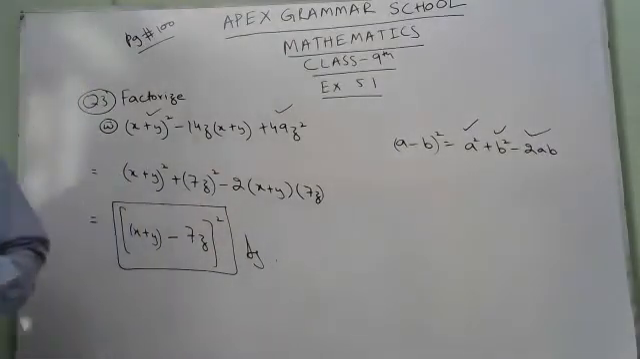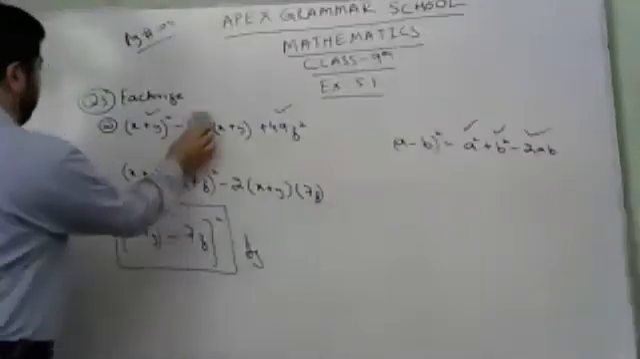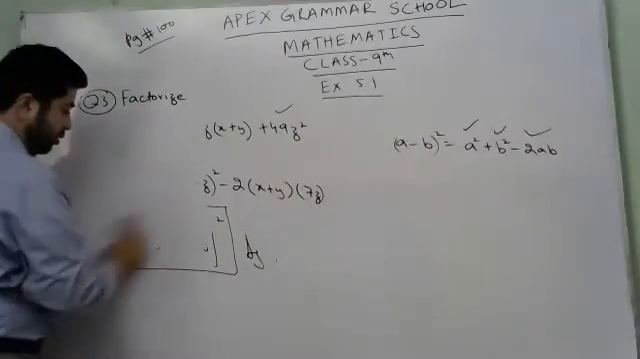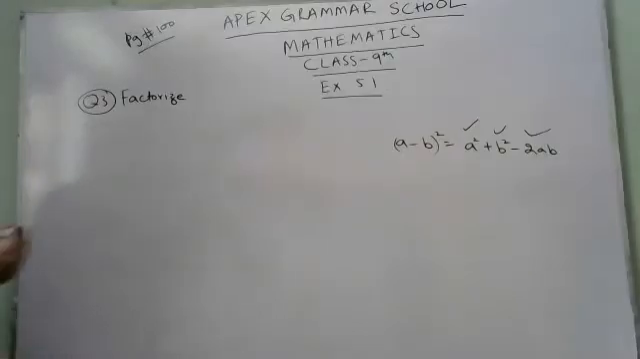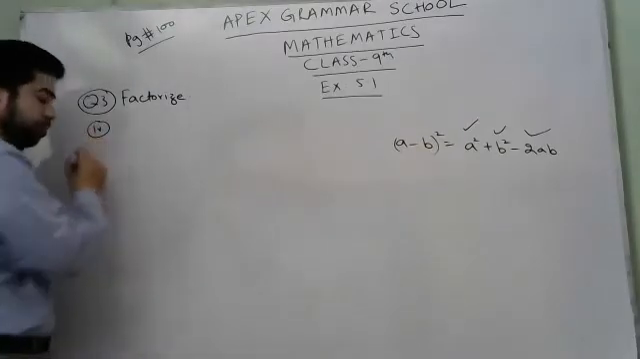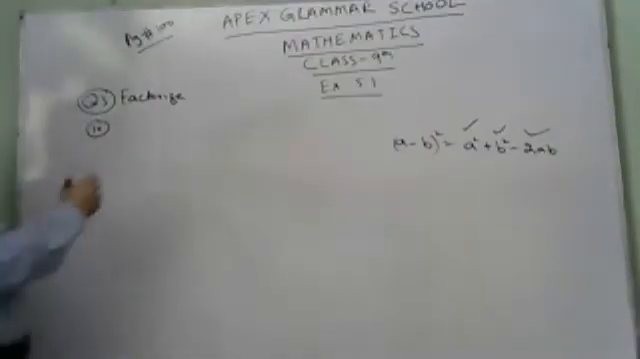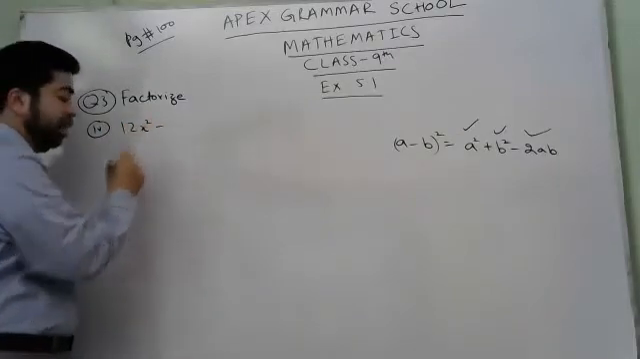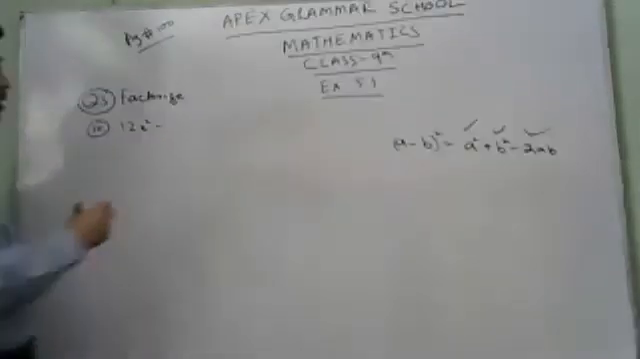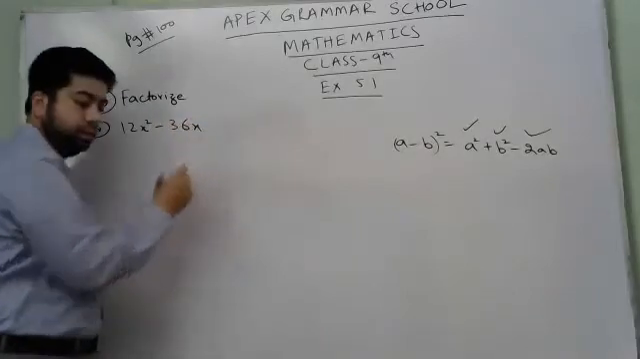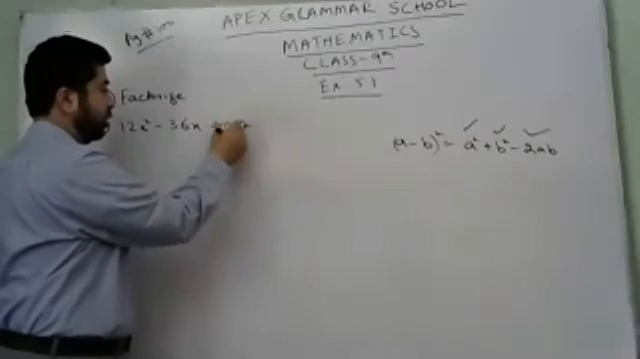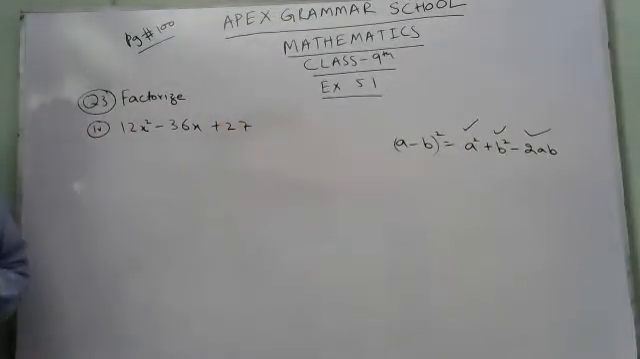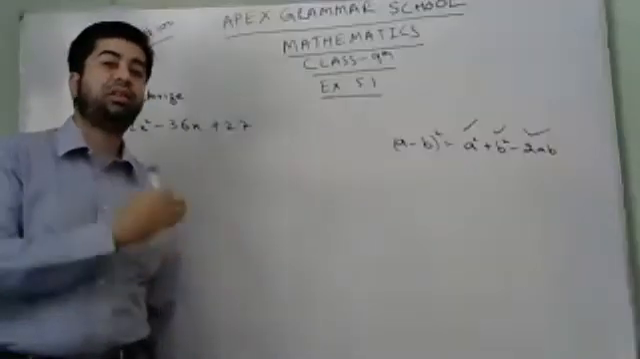The next part, part number 4: 12x squared minus 36x plus 27. The very first rule of factorization is just to take common.